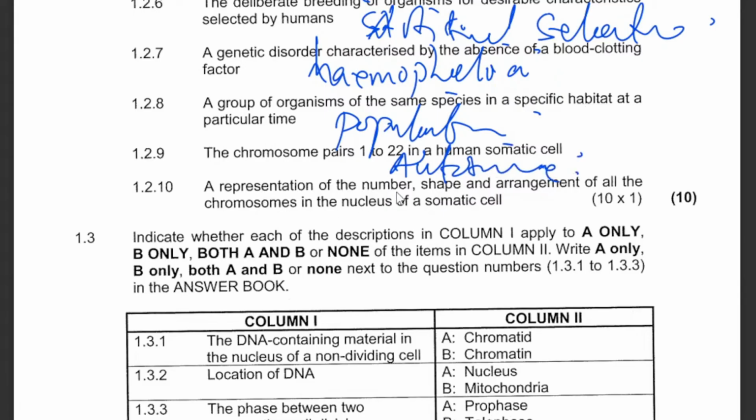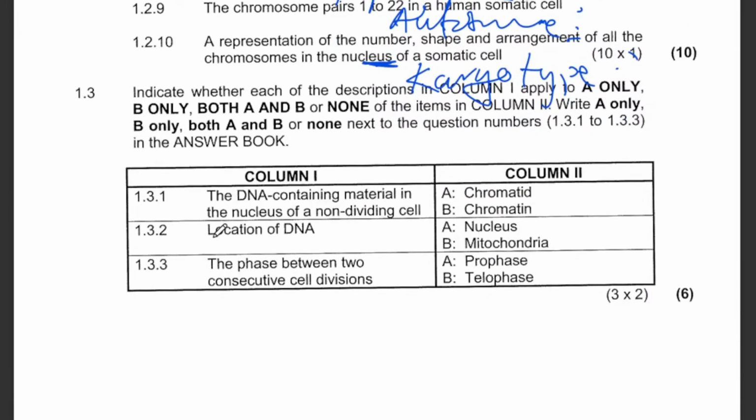A representation of number, shape, and the arrangement of all chromosomes in the nucleus. The moment you see the nucleus, the nucleus we said is called the karyo. So it's a karyotype. We talked about it. They're saying DNA containing material in the nucleus of a non-dividing cell. How do we call that? We call it chromatin network. Before the cell divides, it is chromatin network.